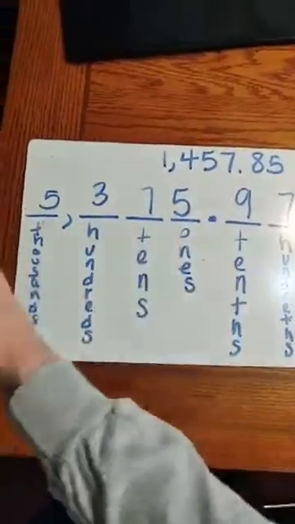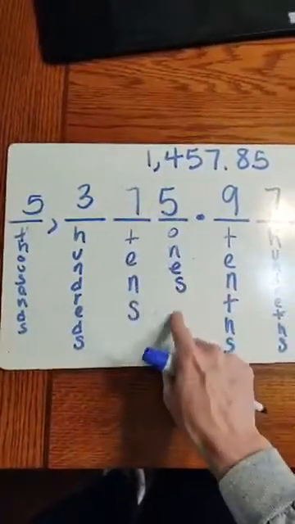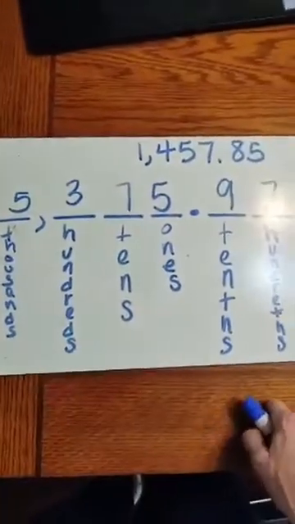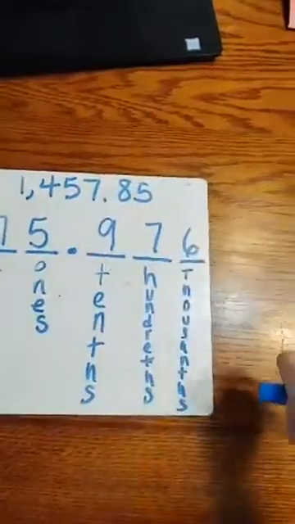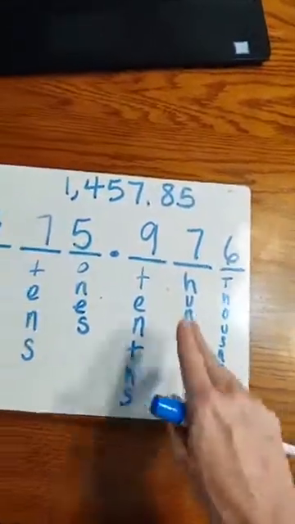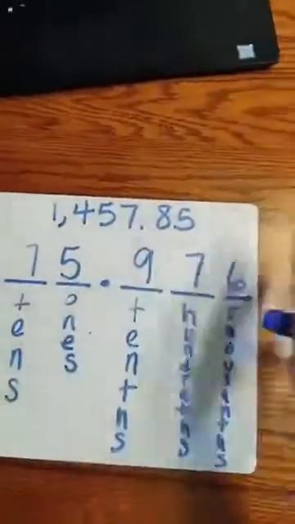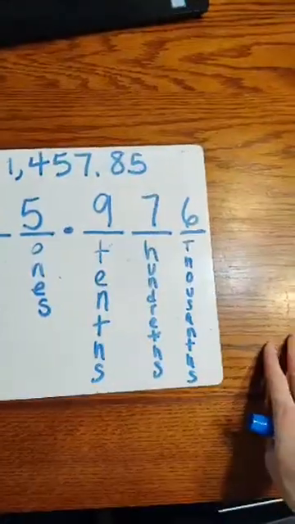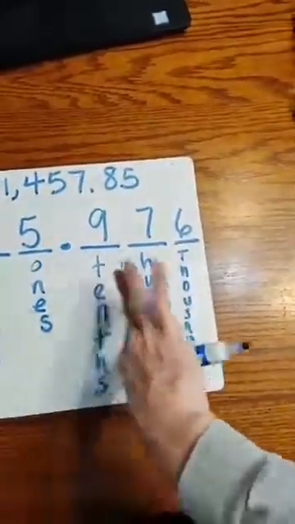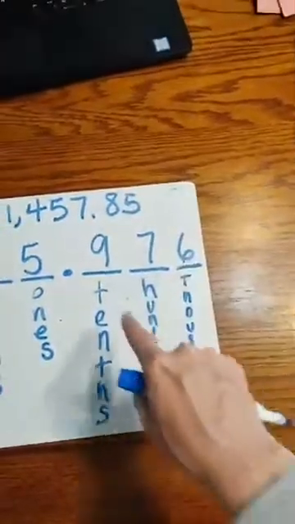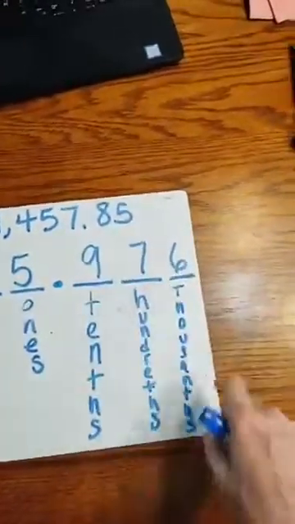Okay, so let's talk about these again. To the left of the decimal are our whole numbers, starting at the right: ones, tens, hundreds, thousands. To the right of our decimal, okay? Remember, no ones, but they all have TH. So we start here and we go to the right: tenths, hundredths, thousandths.